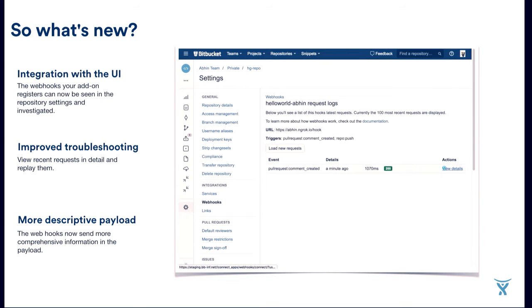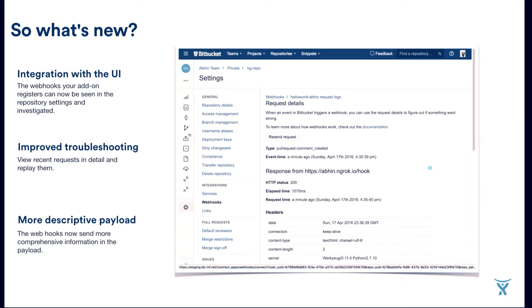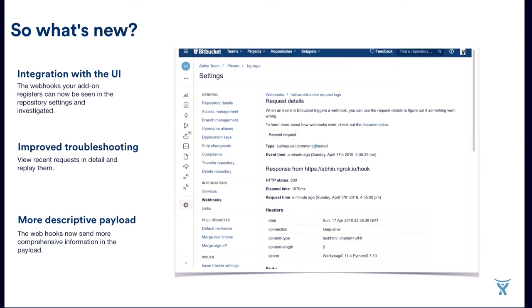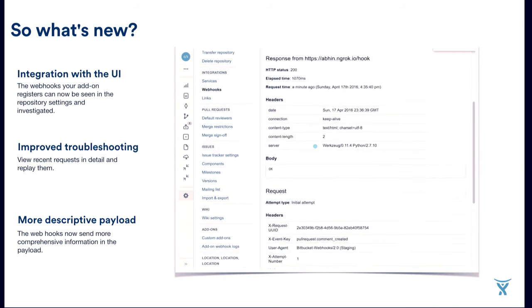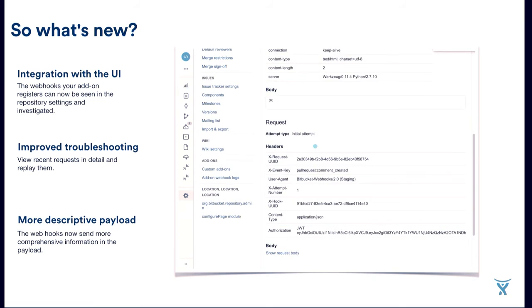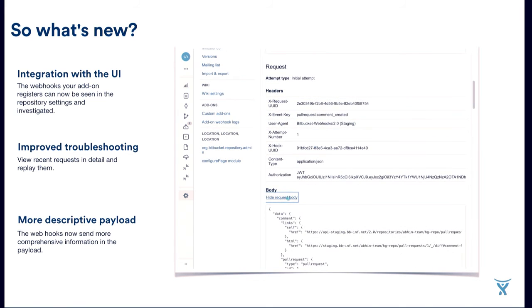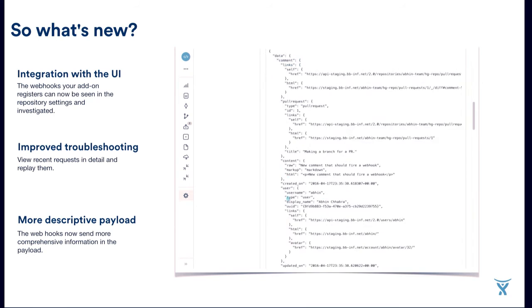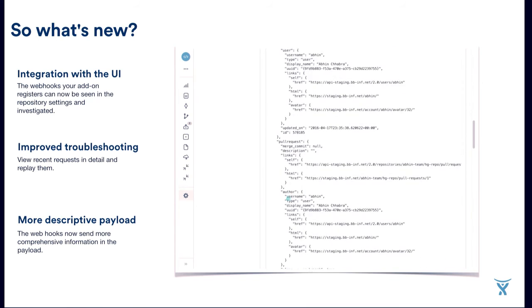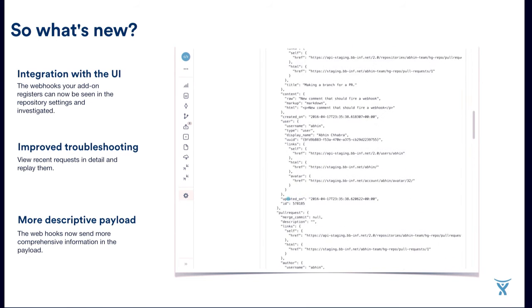You can click on this request and view the details of the request itself. You can see that those are the headers for the response that your add-on sent. Those are the headers for the request. You can see that body. It's a much more descriptive body than we had previously, containing all sorts of stuff.